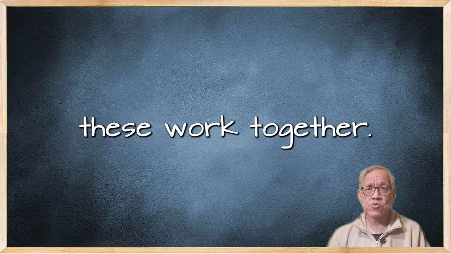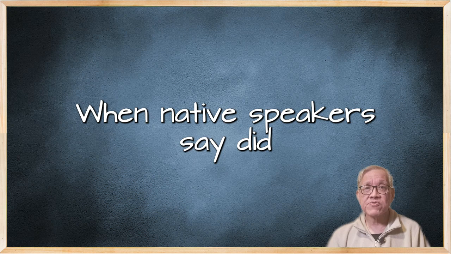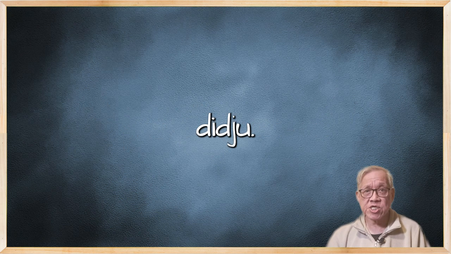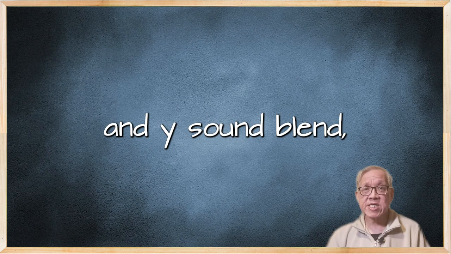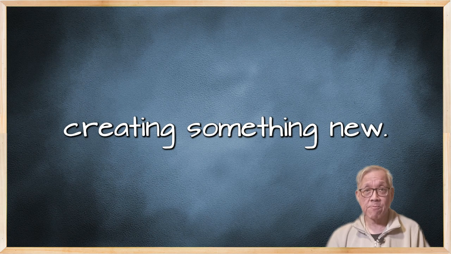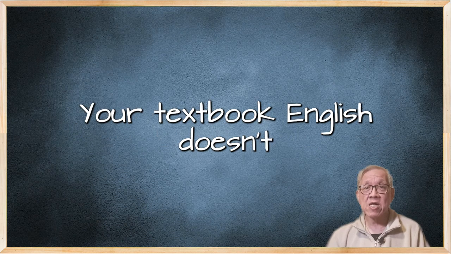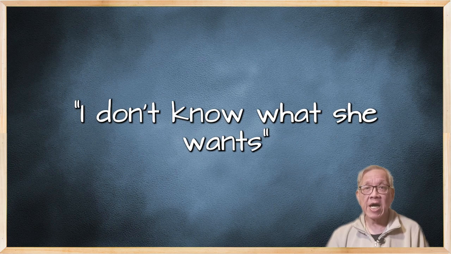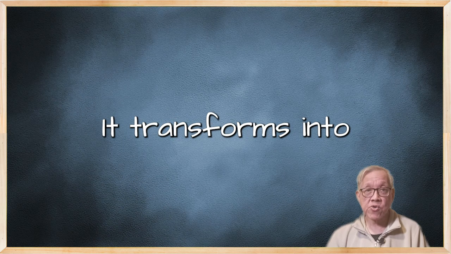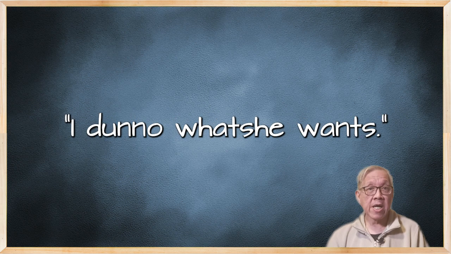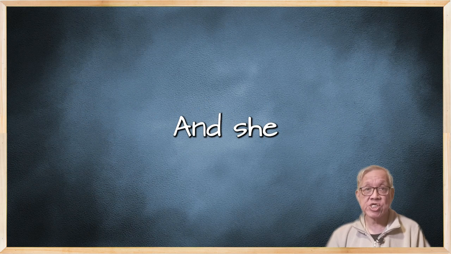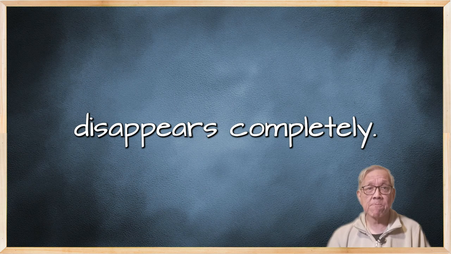Let me show you how these work together. When native speakers say, "did you," it becomes "didja." The D and Y sounds blend, creating something new. Your textbook English doesn't prepare you for this. Listen to this sentence. "I don't know what she wants." In natural speech, it transforms into, "I dunno whatshe wants." The boundary between what and she disappears completely.